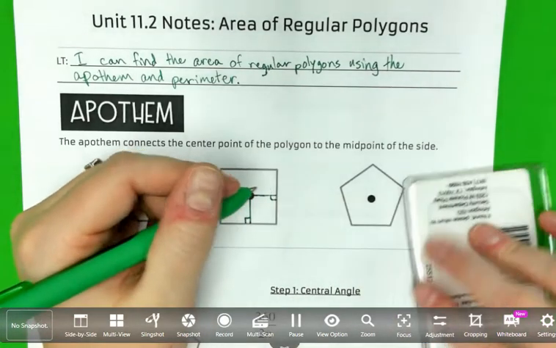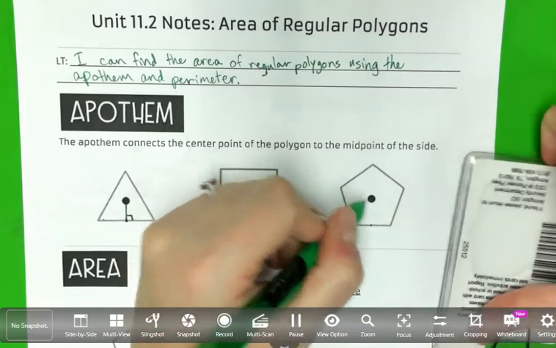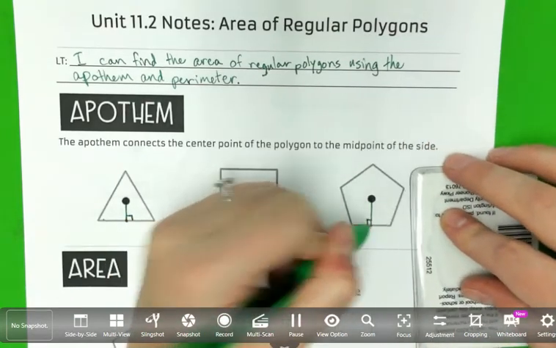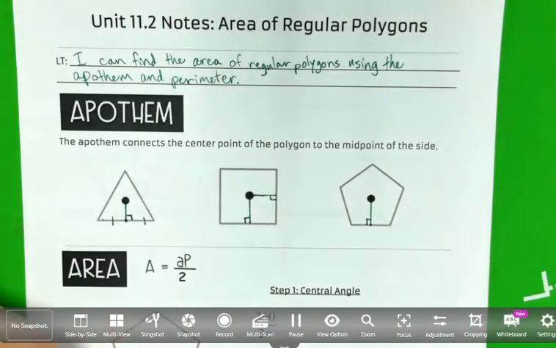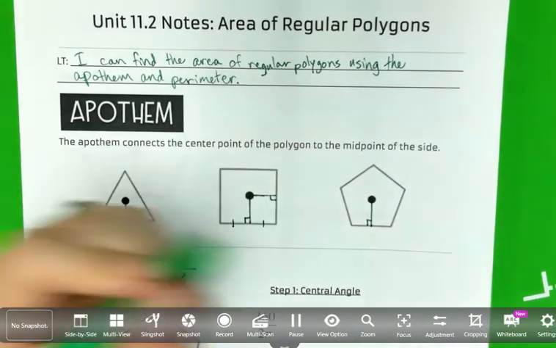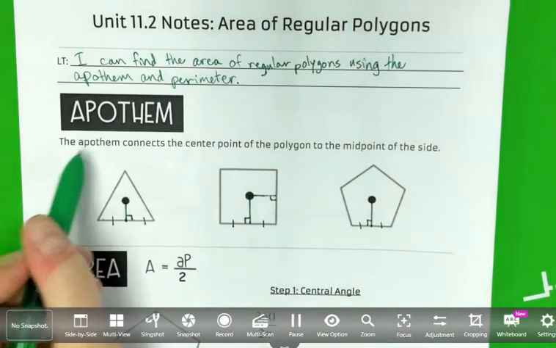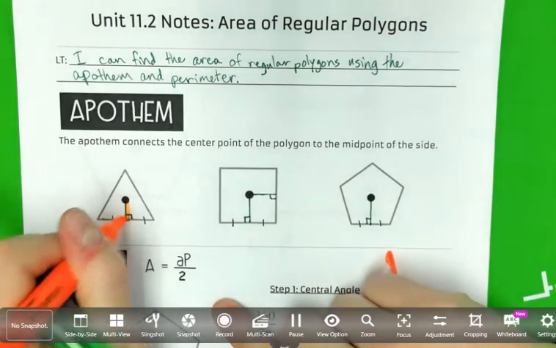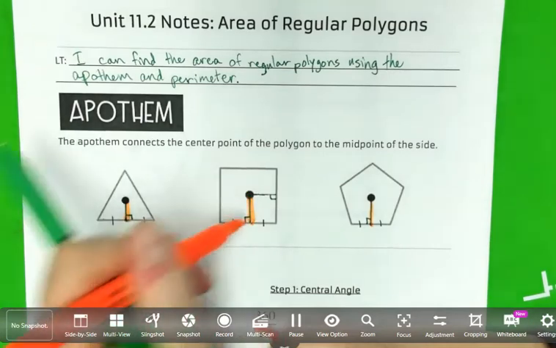And the last one, the middle of one of the sides. So this is the side, the middle of that side is there. Just connect these two. Another thing that's important is that these two are congruent to each other. That's something you'll need to know as we go through this. But the apothem is simply the line that connects the center point of the polygon to the middle of the side. So I will highlight each apothem.